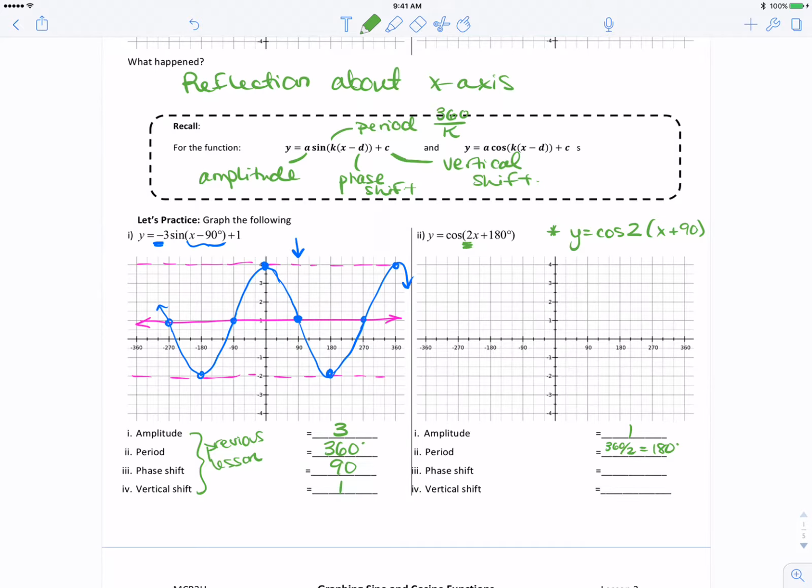What this means is my graph scale is going to change. It's actually going to happen twice as fast. Phase shift, 90 degrees towards the left, and there's no vertical shift. So I'll write in my midline, and my amplitude is just positive 1 here and negative 1.